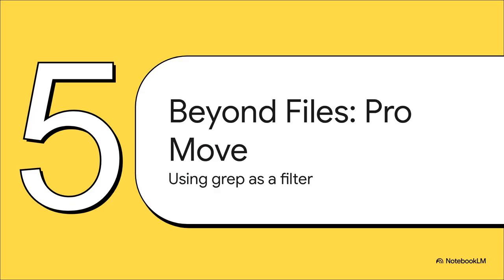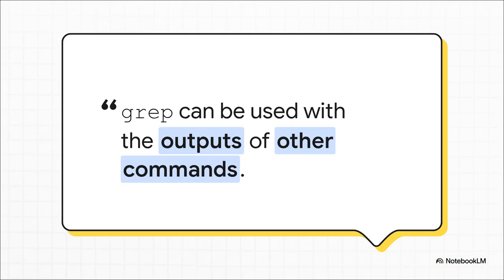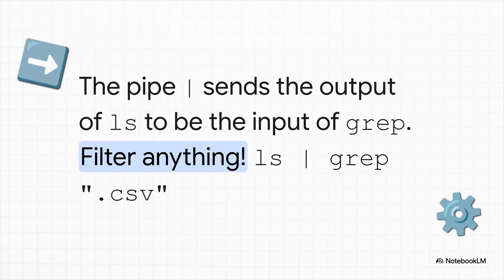Okay, so we've searched for words and patterns inside files and folders, but now we're going to get to the technique that takes grep from just a search tool to a universal command line filter. This is the pro move. The absolute, unlocked power of grep really comes out to play when you combine it with other commands using what we call the pipe. See that vertical bar?